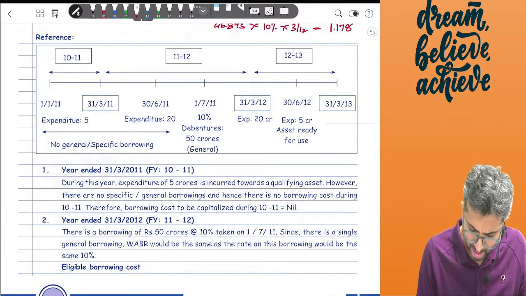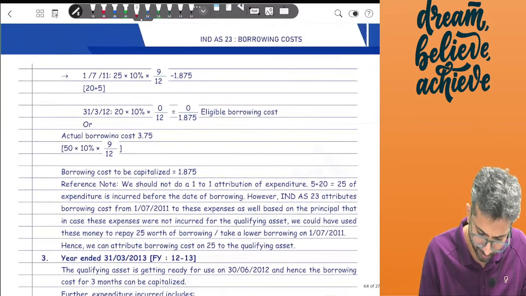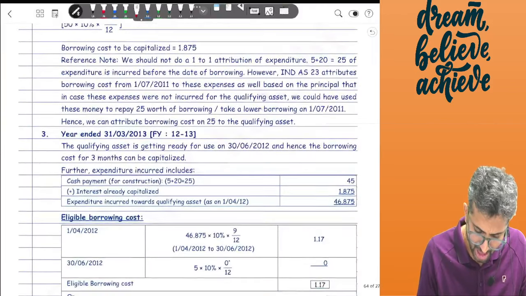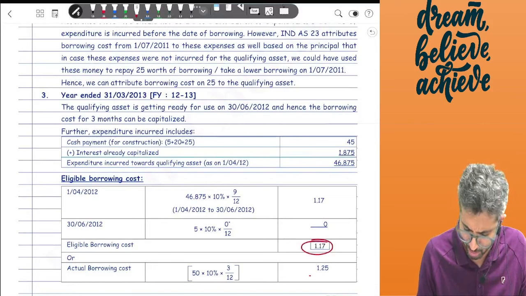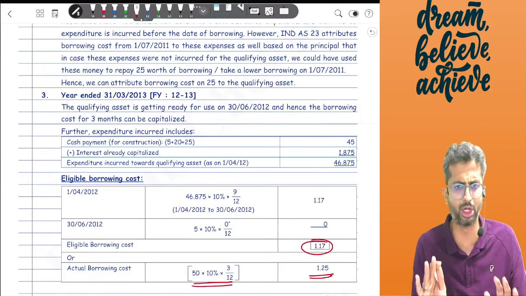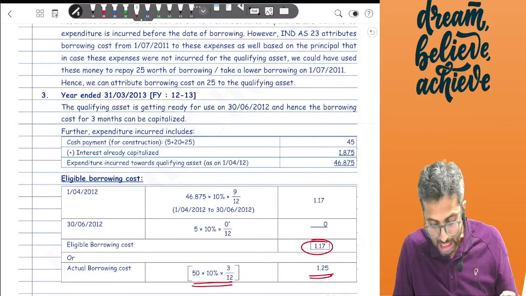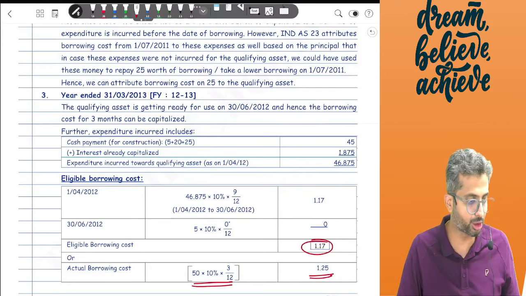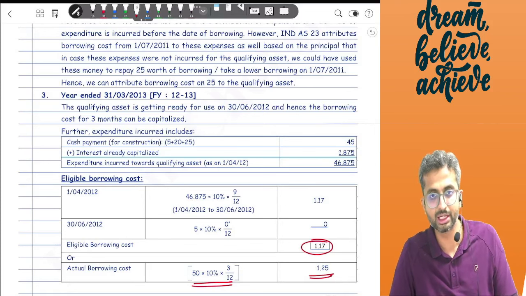So over here in the first year nil, in the second year if you go to see this is 1.875, and in the last year if you go to see this is approximately 1.17. You compare it with the actual borrowing cost of 50 crores at the rate of 10% for 3 months, 1.25, so you can capitalize 1.17. So I hope this has been helpful for you, and this takes care by and large of borrowing cost.